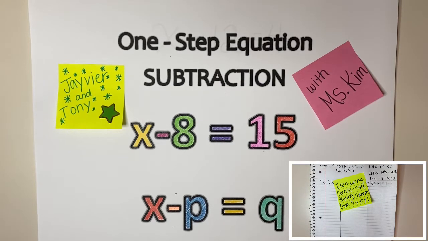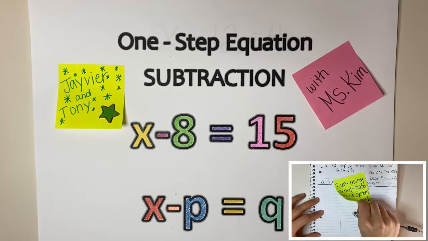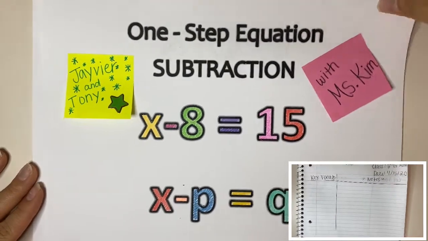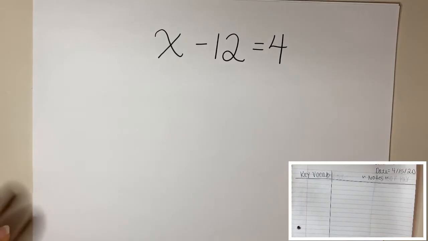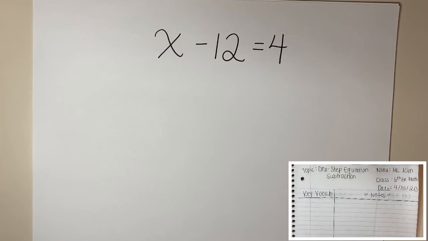Well, let's get started. So again, with these lessons, you want to have something to write with, and you will see that I am also taking notes right alongside with you all. Let's begin. Here is our first equation. We have x minus 12 is equal to 4.